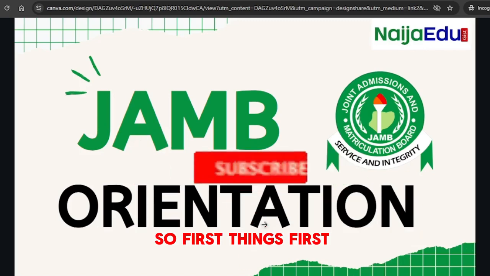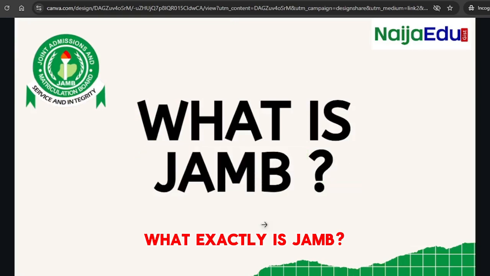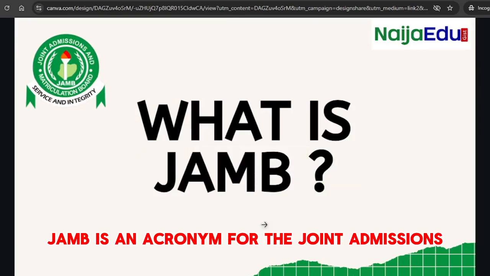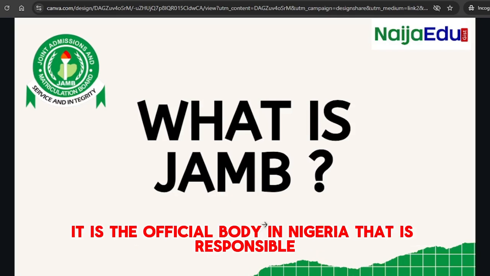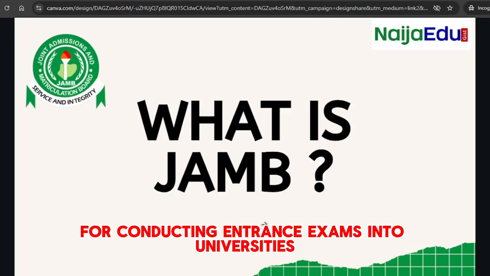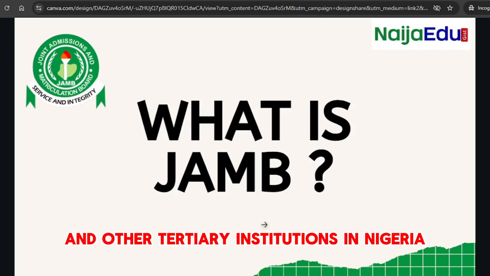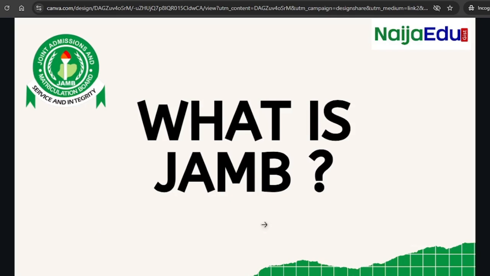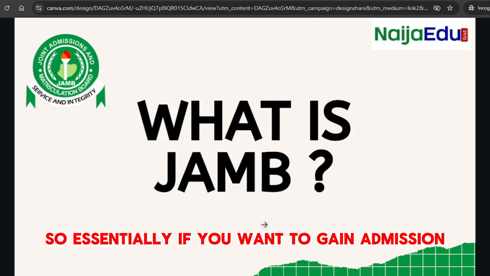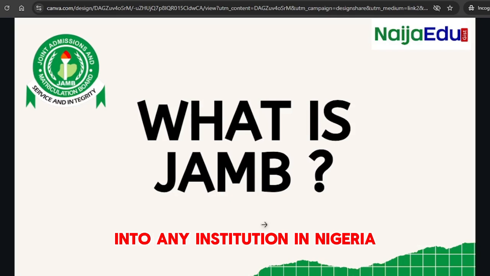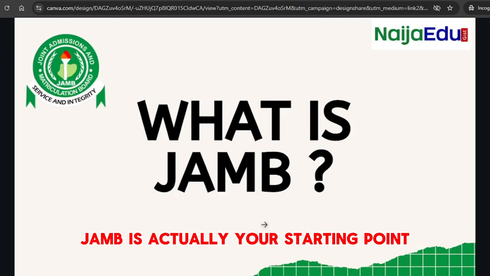So first things first, what exactly is JAMB? JAMB is an acronym for the Joint Admissions and Matriculation Board. It is the official body in Nigeria that is responsible for conducting entrance exams into universities, polytechnics, colleges of education, and other tertiary institutions in Nigeria. So, essentially, if you want to gain admission into any higher institution in Nigeria, JAMB is your starting point.